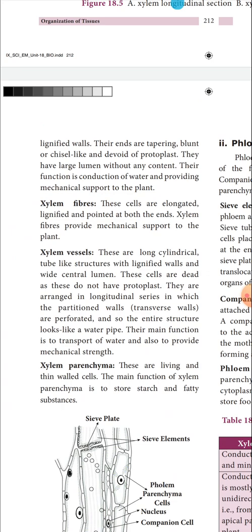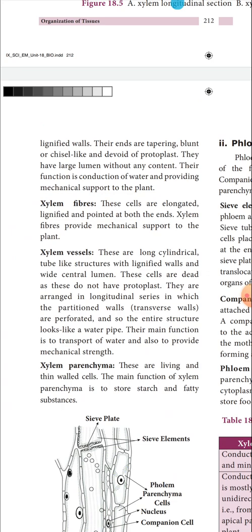Yes, xylem in general is involved in conduction of water. So, xylem consists of tracheids. The tracheid is a tube-like structure, and its ends are tapering or blunt. Inside the tracheid there is a cavity, and the cavity does not possess any content in it, and its function is conduction of water and providing mechanical support to the plants. That's all about tracheids.